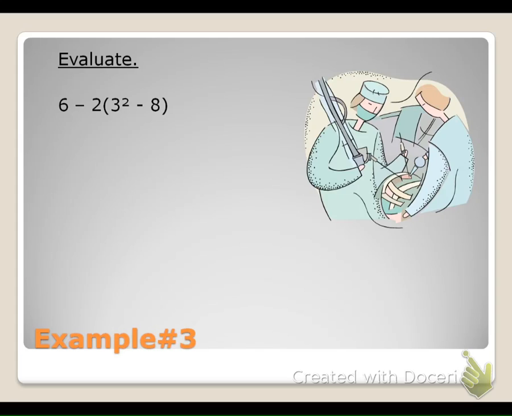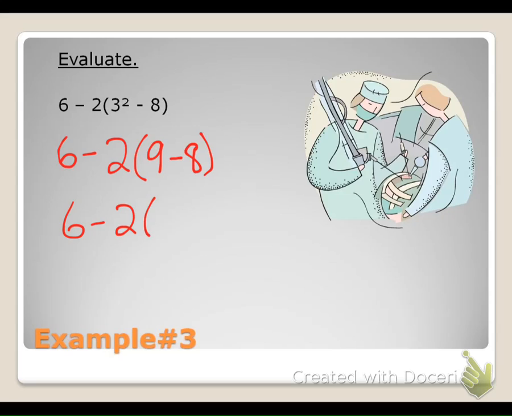Where should I start on the third example? Good. We're going to start with our exponents inside the grouping symbol. 3 squared is 9. Next. Subtract the parentheses. You get 1. Next. Good. And last. 4. Good.